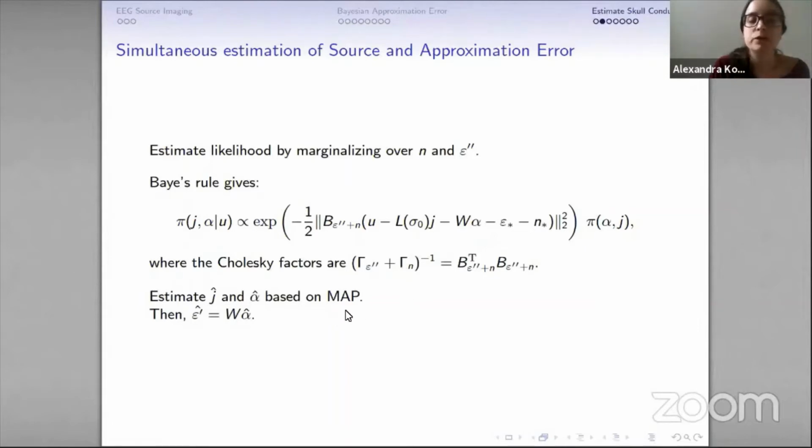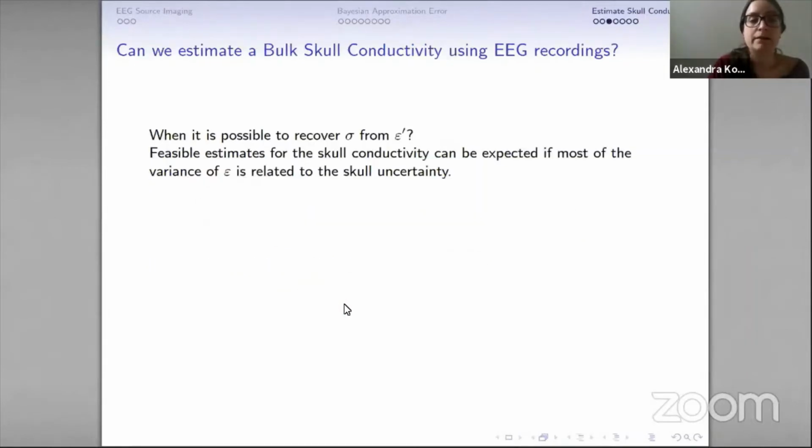So by using, for example, MAP estimate, we can estimate these two, the current and this alpha parameter, and then we can extract what is the value of this epsilon prime. So we can get an idea what is the level of our error. But the question we have is, how is it possible that our conductivity is related with this epsilon prime? Or are they connected or not at all?